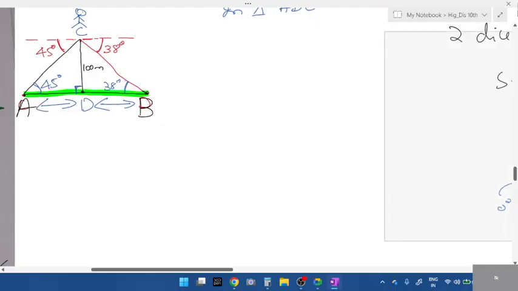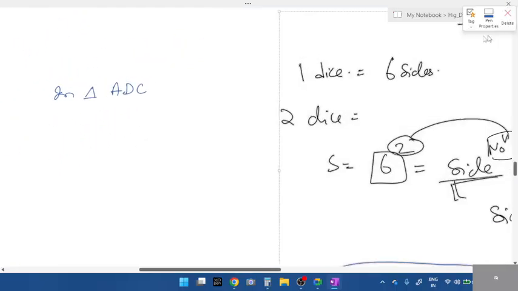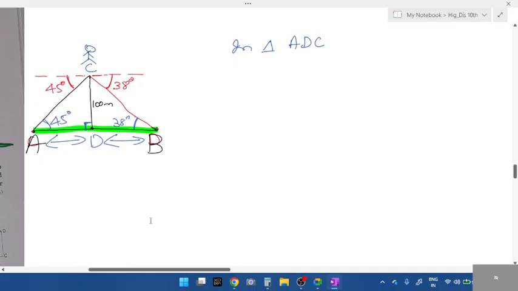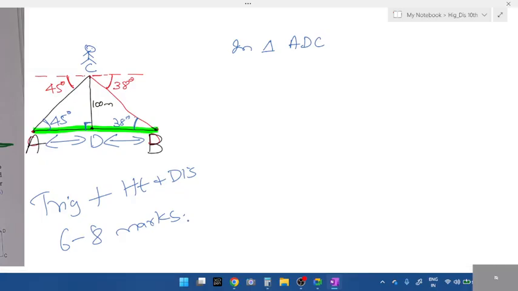Look, students, I'm teaching all the concepts. It is your wish. If you're interested, write it, make notes, practice it later. If not, just ignore. This chapter, heights and distance, you'll get 4 or 5 marks. So total trigonometry plus heights and distance is 3 plus 4, 7, 7 plus 1, 8, so 6 to 8 marks. Sometimes you get one MCQ question. If you don't get, it is for 7 marks. If you get an MCQ question, 8 marks.